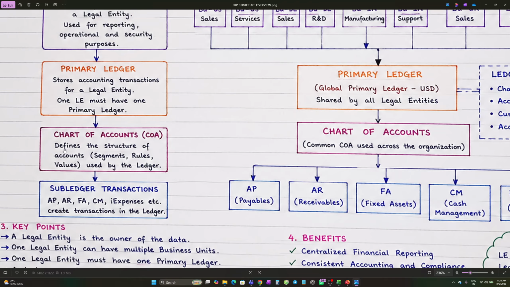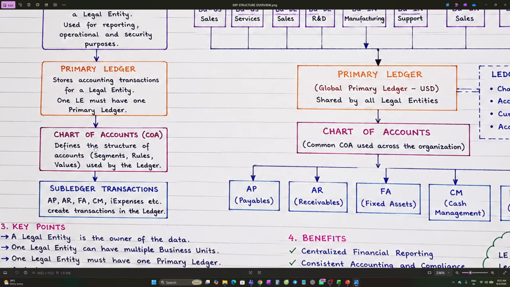What it says, define the structure of the accounts. It contains segments, rules and values used by the ledger. These accounts details, or COA details, are used by the primary ledger. The chart of accounts is created in the general ledger, for the general ledger.